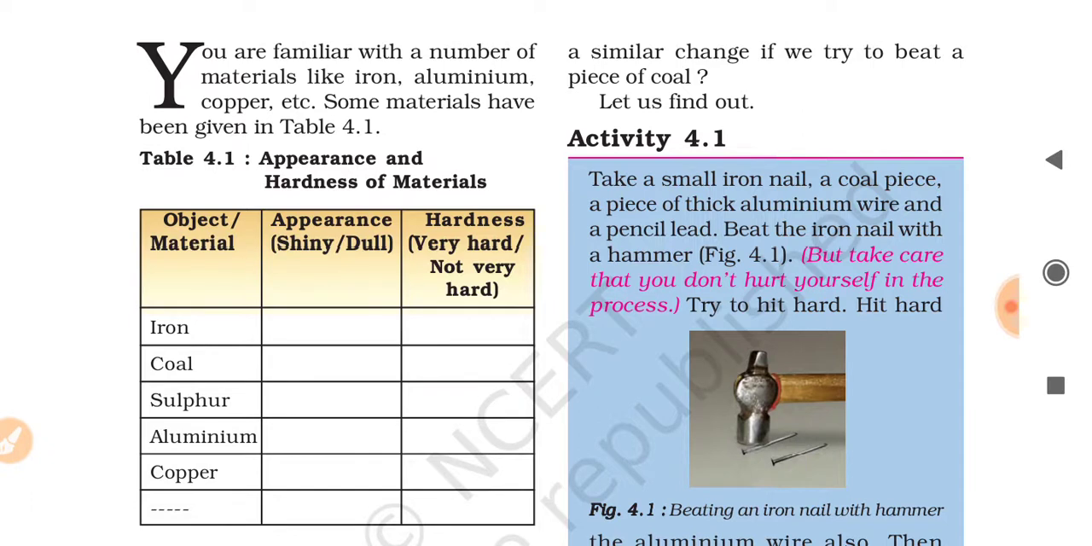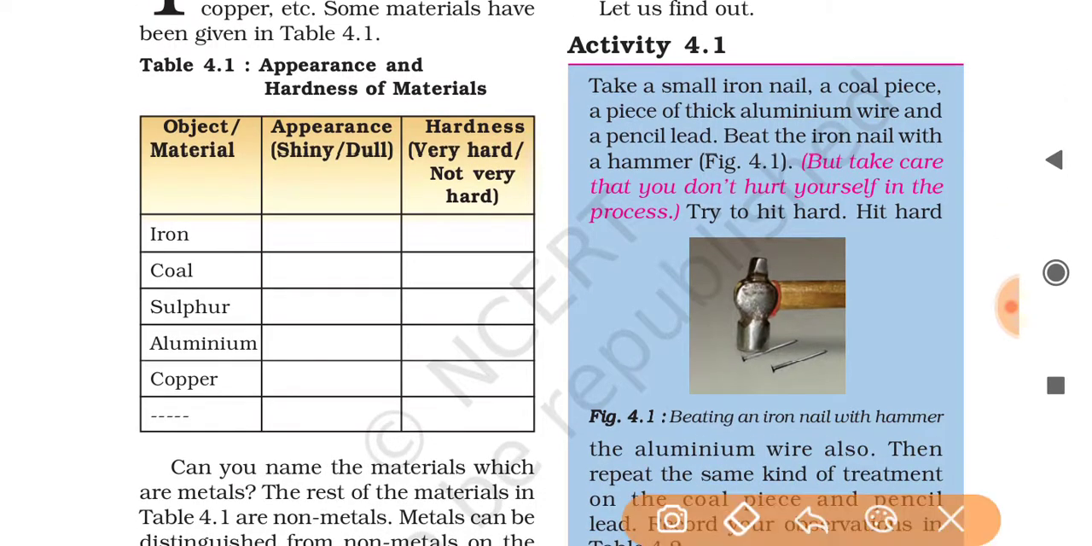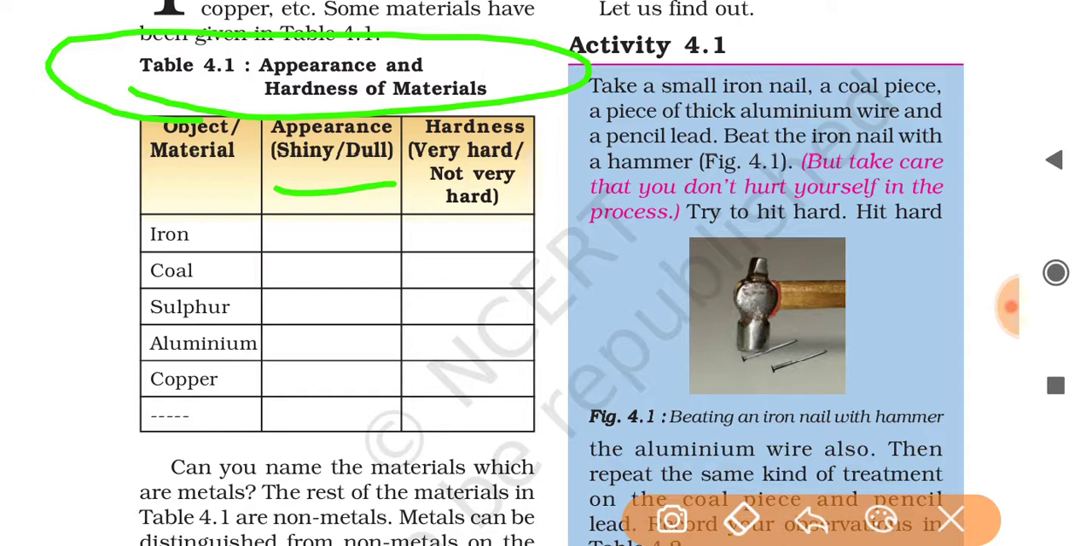Some materials are given in table 4.1, as you see. In class 6 you already read about their appearance and hardness. If their appearance is shiny, they are metals, and if it is dull, they are generally non-metals. If they are hard, they are generally regarded as metals, and those which are not very hard are regarded as non-metals.